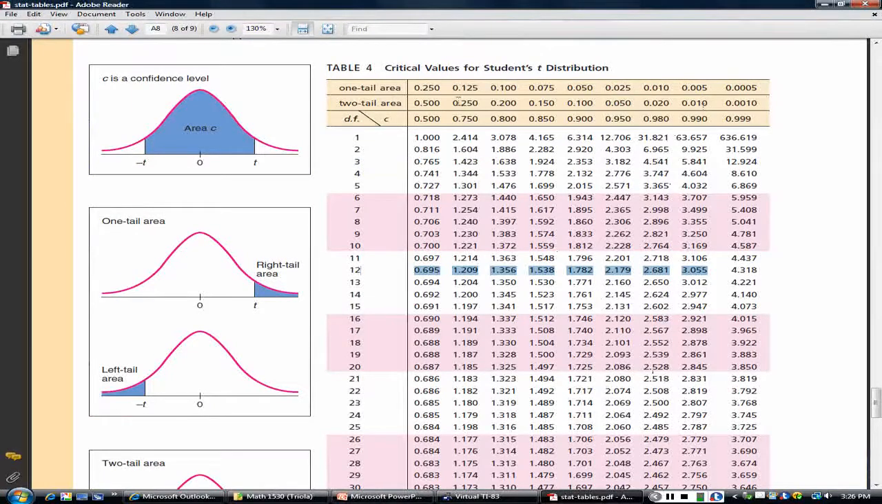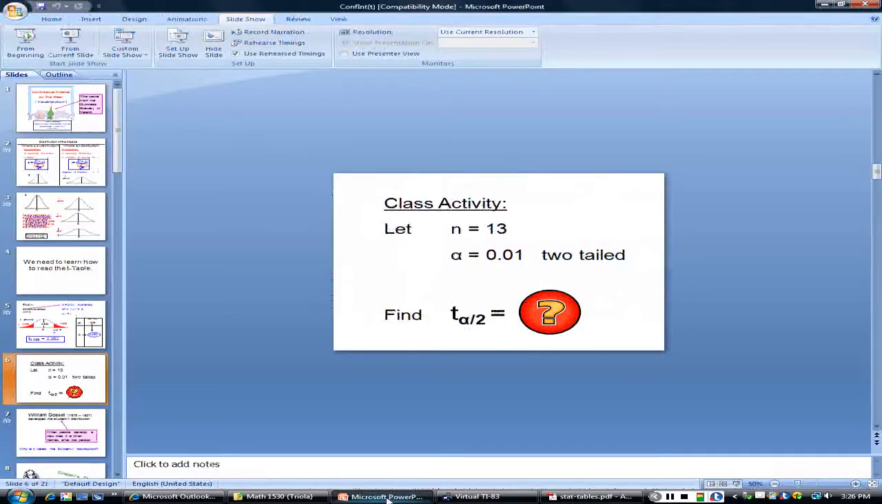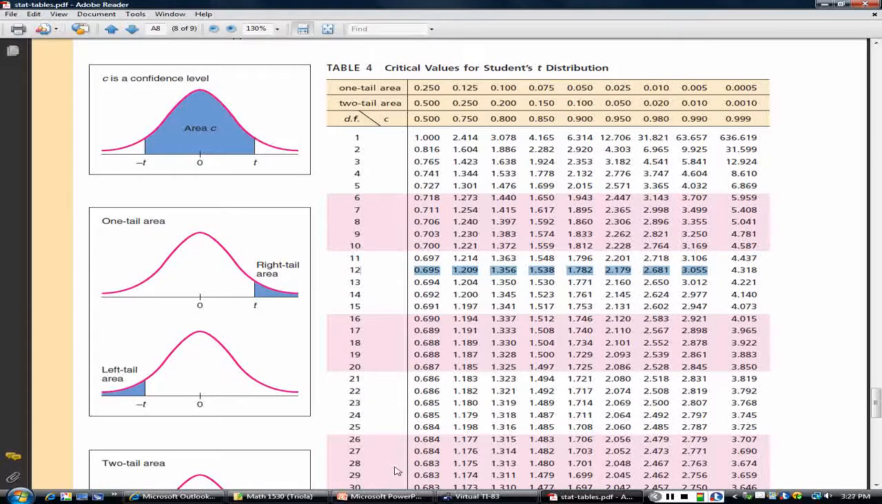What if your tables didn't have the two tails, it only had one tail? Well, you would have to take that 0.01 and divide it by 2. 0.01 divided by 2 will give you 0.005. You go to the one-tail table and go to 0.005, and it's right there. At 12 degrees of freedom, again, you get the same number. So either way, your critical t-value is 3.055. And that's how you find your critical value for t.